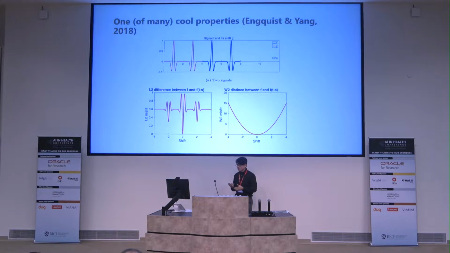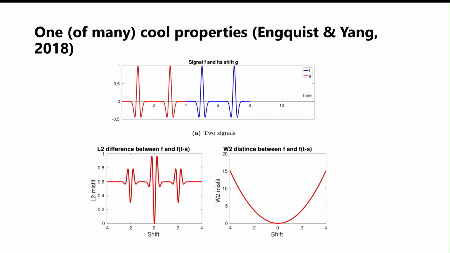And some of the cool properties that sold me on using optimal transport are things like the following. I have here two signals, the red and the blue one. They are exactly the same signal. It's just that one is shifted with respect to the other a little bit. And what I'm showing in these two plots, the left plot is the distance using traditional Euclidean methods between these two signals, the original one and the shifted one. And the x-axis is how much I'm shifting one signal with respect to the other.